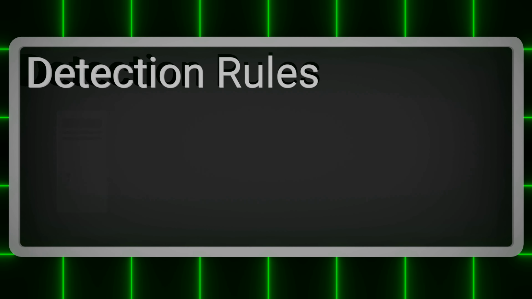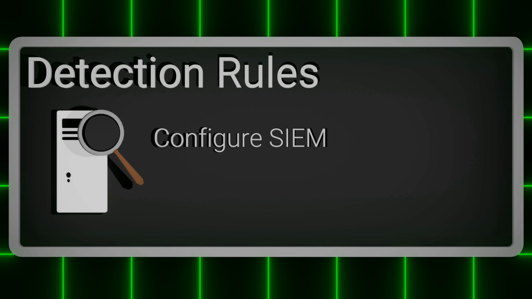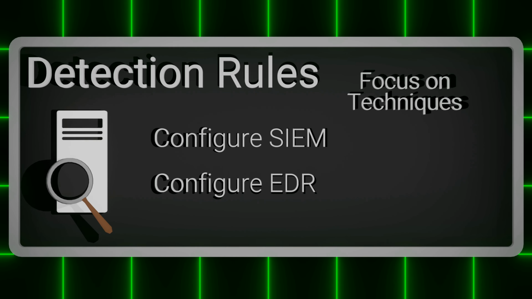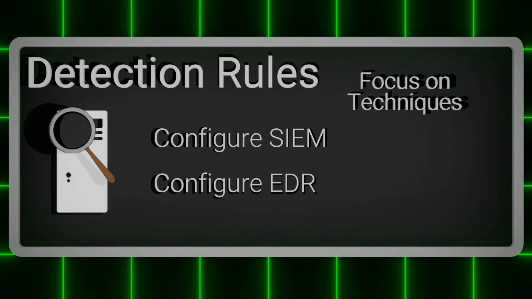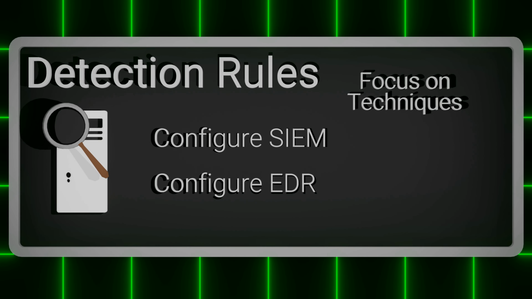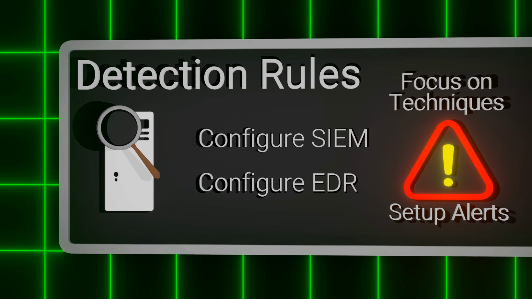Develop and validate detection rules. Use ATT&CK to develop or fine-tune your detection rules in your SIEM, Security Information and Event Management, and EDR, Endpoint Detection and Response solutions. By focusing on specific techniques such as PowerShell exploitation or lateral movement, you can create targeted alerts that improve detection accuracy.